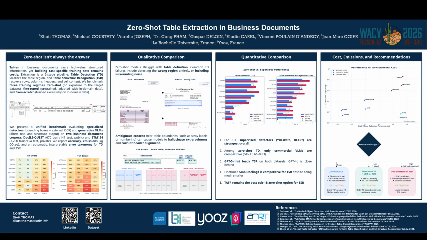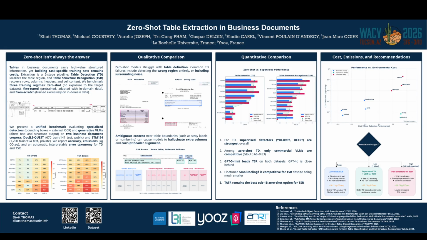So we compare those with three regimes: zero shot, fine tune, and from scratch training. And we try that across two families of methods: specialized detectors, like the normal or classic way to do this with object detection methods, and generative VLMs like GPT-4o and GPT-5 mini, but also some open models.